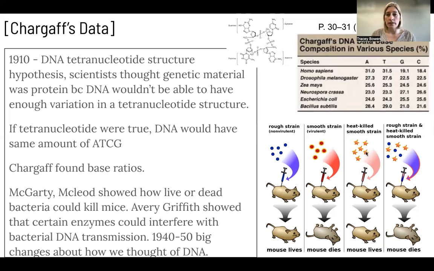Then they heat killed the smooth strain. So this bacteria is now dead, but it's got its genetic material in there. And they injected it into the mouse and the mouse lived because the bacteria was dead. But when they put the heat killed bacteria along with living bacteria, even though the living bacteria was non-virulent, what they found when they injected the mouse was that the mouse died. And so what the heck was going on there? It was that the bacteria that was alive was somehow picking up the genetic material of the virulent bacteria and using it and then killing the mouse.